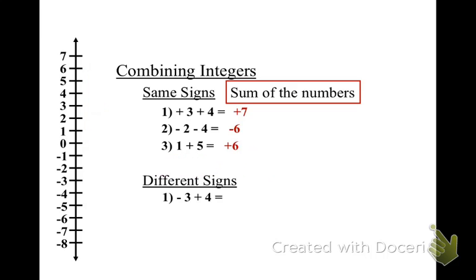So, when it comes to having the same exact sign, all you're doing is adding up the sum of the numbers. All we do to add up, what's 3 plus 4?